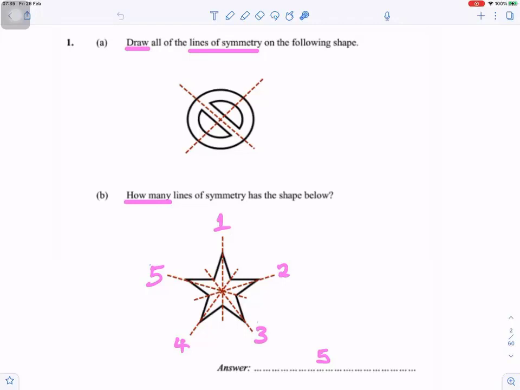So we have number 1, that's 1 line of symmetry. Number 2, number 3, number 4, and number 5. So the shape has got 5 lines of symmetry.